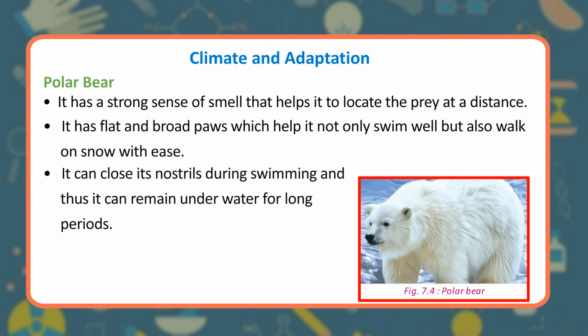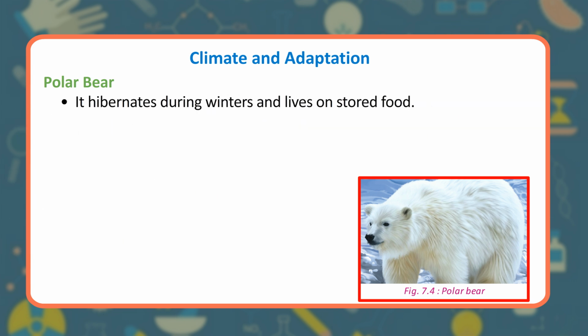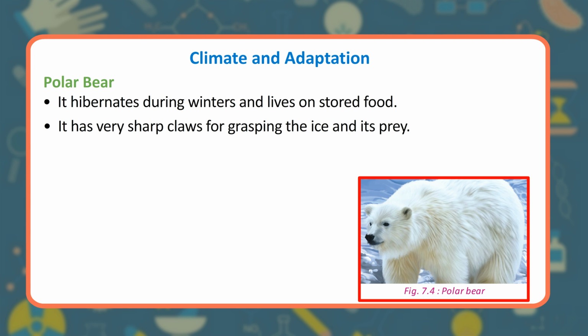It can close its nostrils during swimming and thus it can remain underwater for long periods. It has small ears that help it retain as much heat as possible. It hibernates during winters and lives on stored food. It has very sharp claws for grasping the ice and its prey.